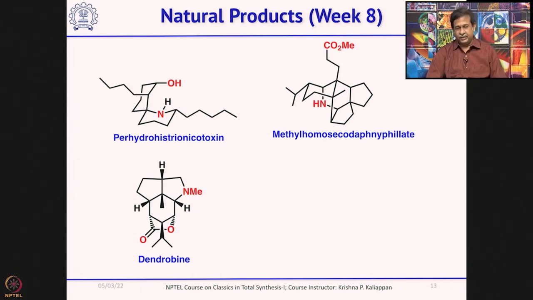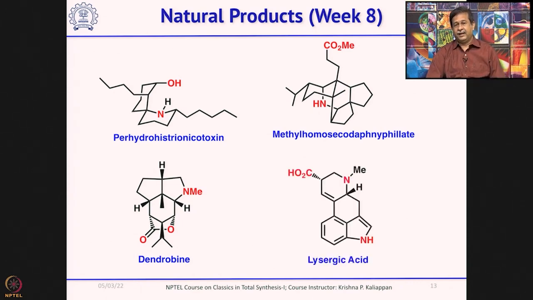So we'll talk about Samir Zard's total synthesis of dendrobine, and another natural product which is almost a banned substance, LSD, so lysergic acid. So we'll talk about the total synthesis of lysergic acid, which has two chiral centers here as well as the carboxylic acid.